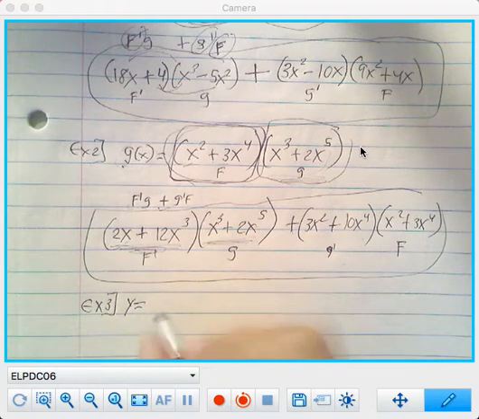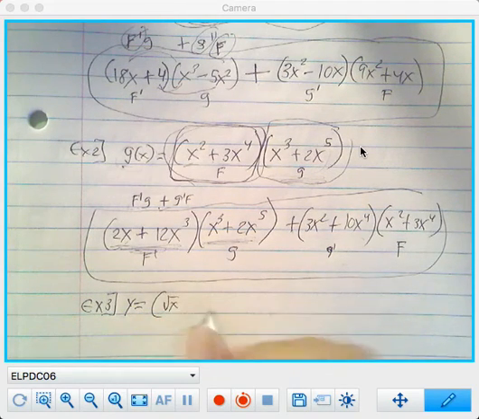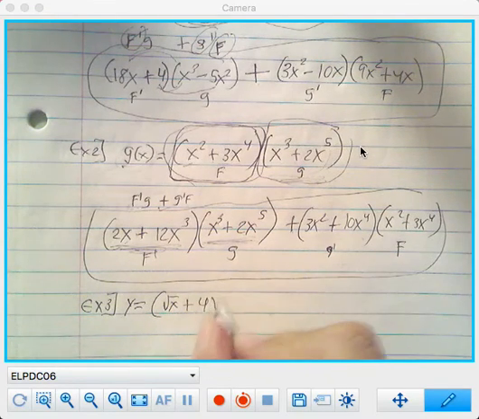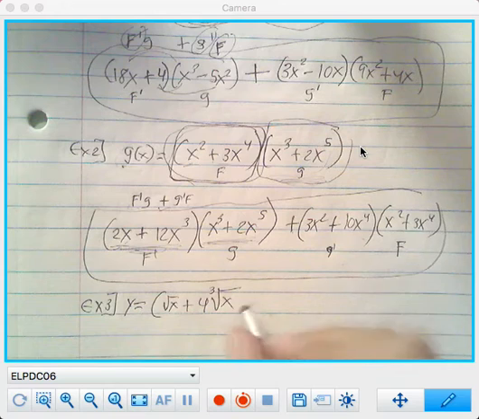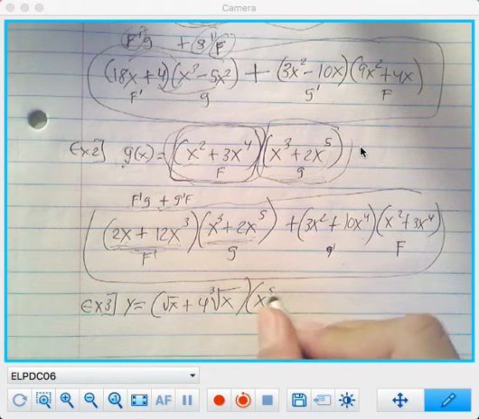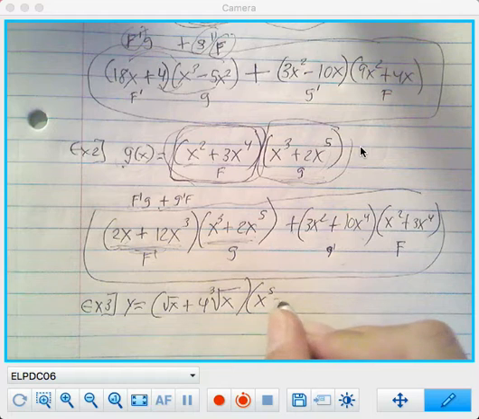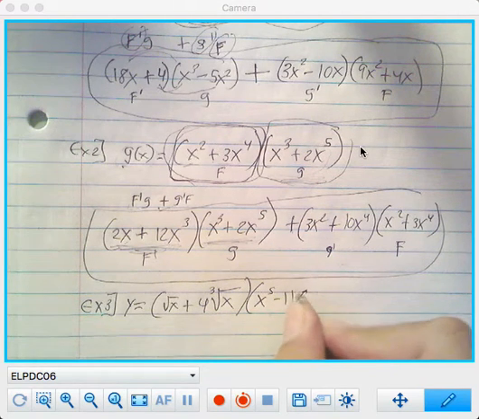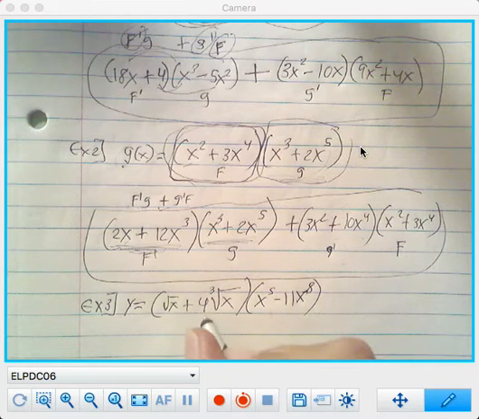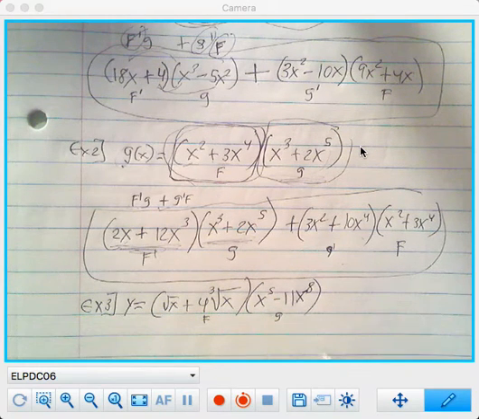Y equals, I have square root of x plus 4 times the cube root of x, times x to the 5th minus 11x to the 8th. Okay, same thing. This is f, this is g.